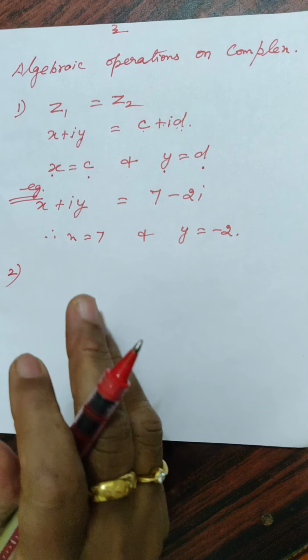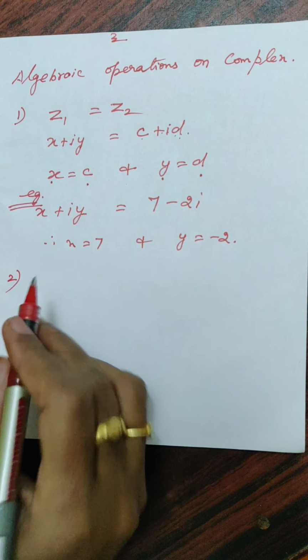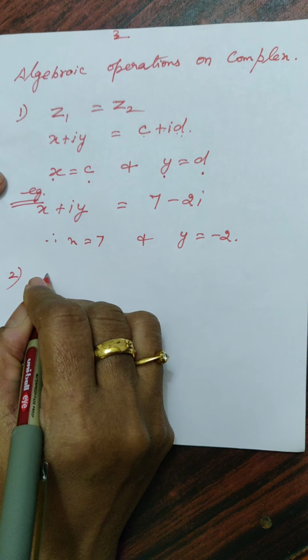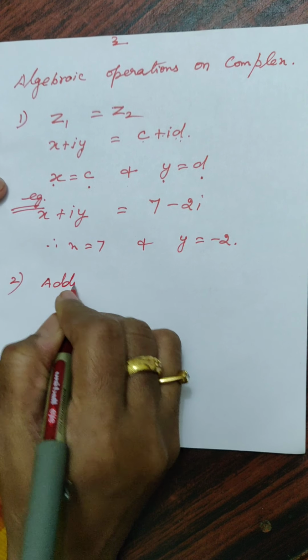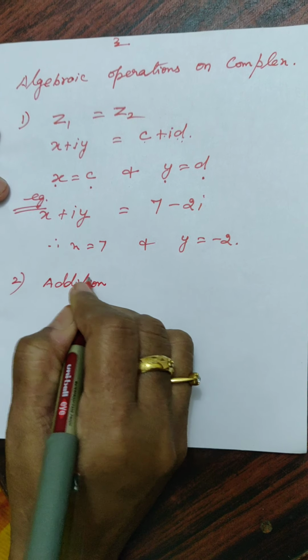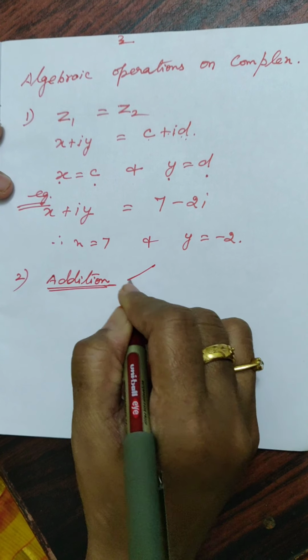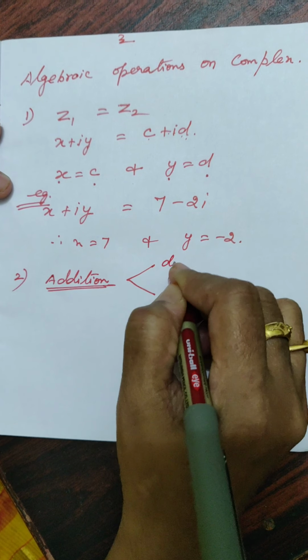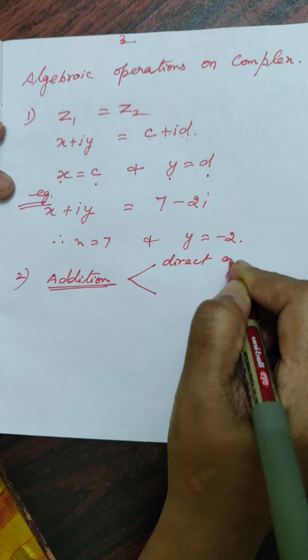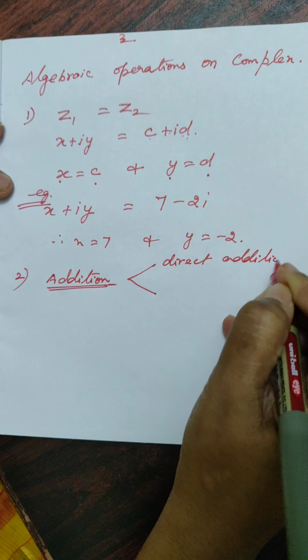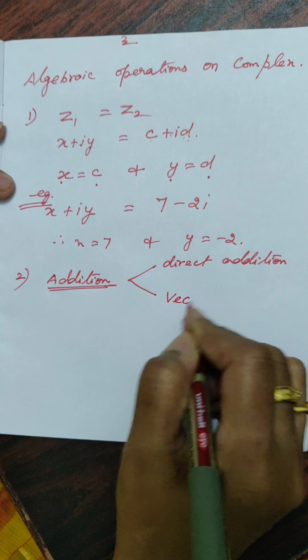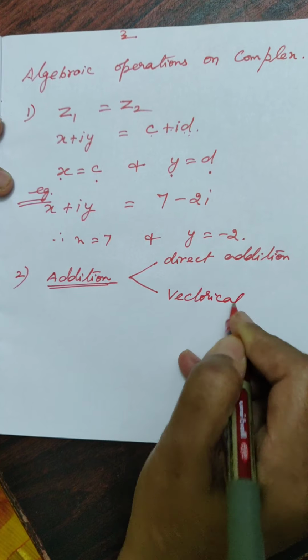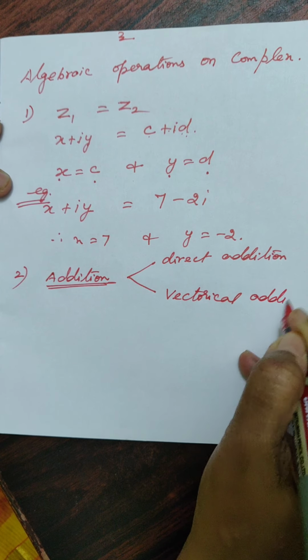That operation I am going to explain in two ways. First we are going to discuss addition of complex numbers. In addition, I am going to explain in two ways. The first way is direct addition. The second method is vectorial addition of two complex numbers.